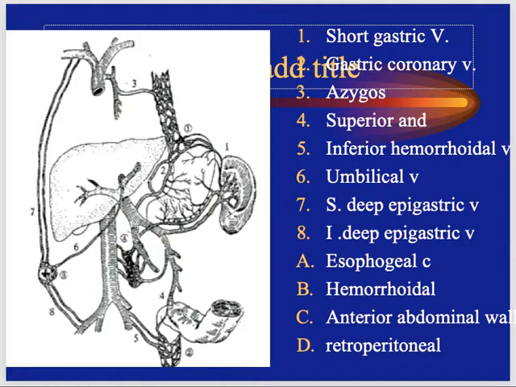But if the portal venous pressure increases, then more and more blood will go into the shunts, or into the systemic circulation. And ultimately, when there is more pressure over here or over here, these veins are going to dilate, and more blood will be shunted into the systemic circulation.